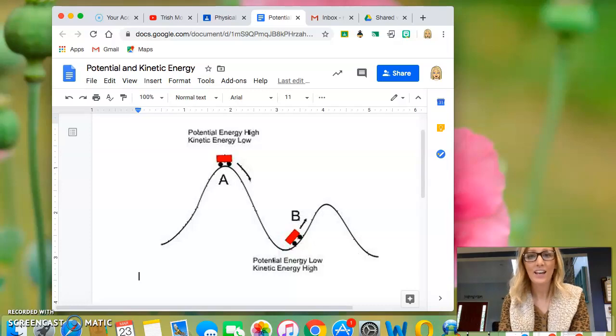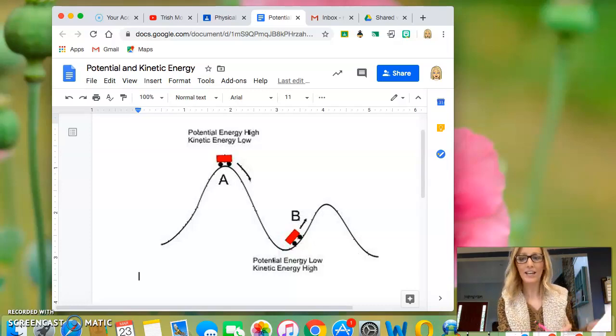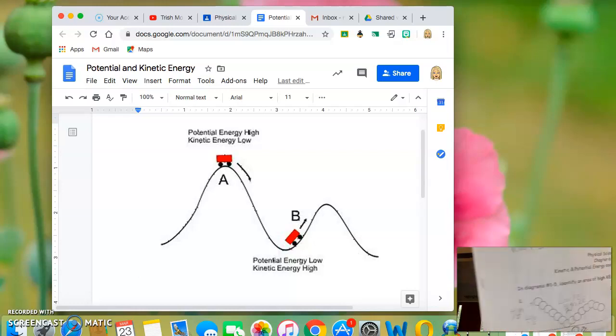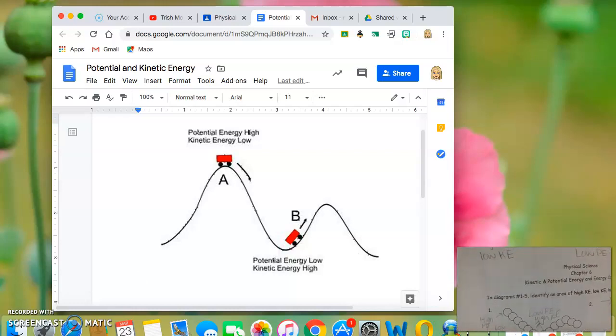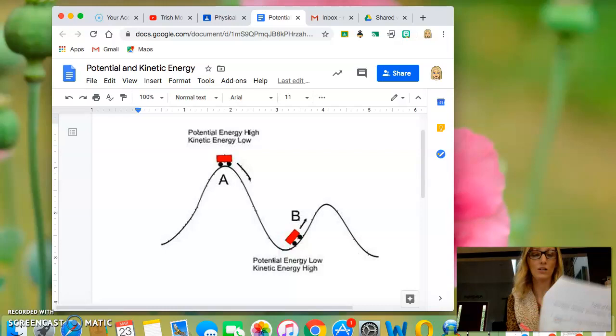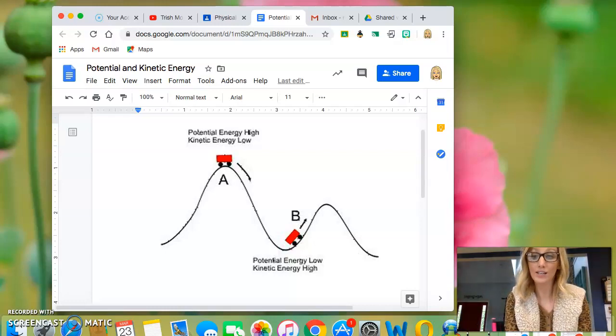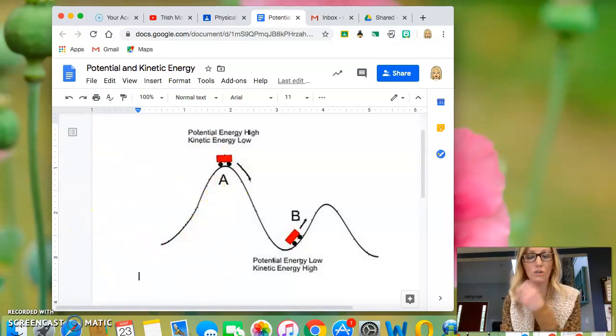Hi everyone, just want to check in. We are going to try and complete your physical science kinetic and potential energy and energy conversions worksheet. As you can see, I posted this image on your Google Classroom, as well as just a fun little video to help you remember the difference between the two. I just wanted to explain a couple things before we started this worksheet.